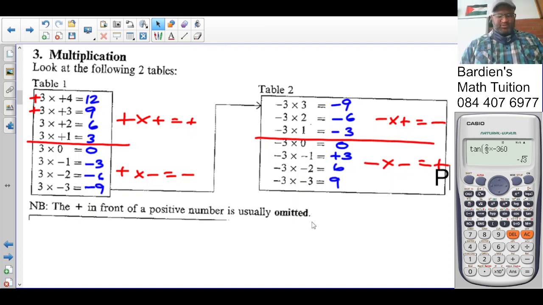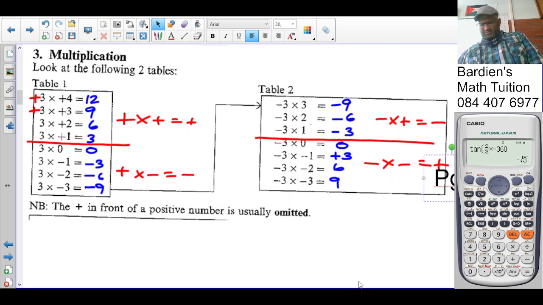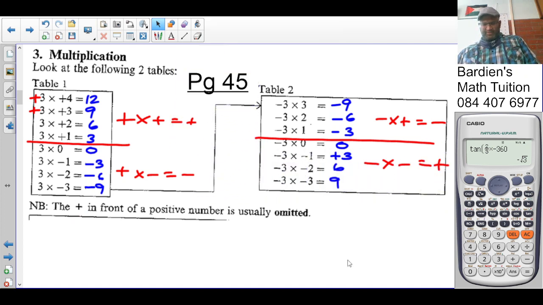And this was on page 45. We just spoke about the rules for multiplication now.